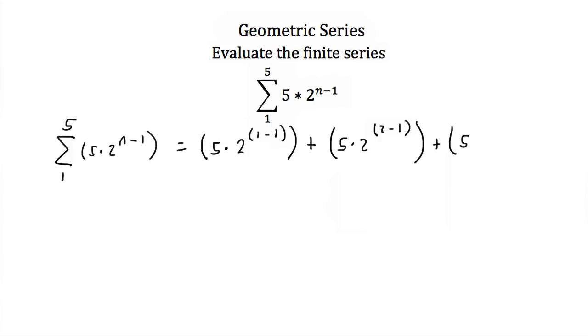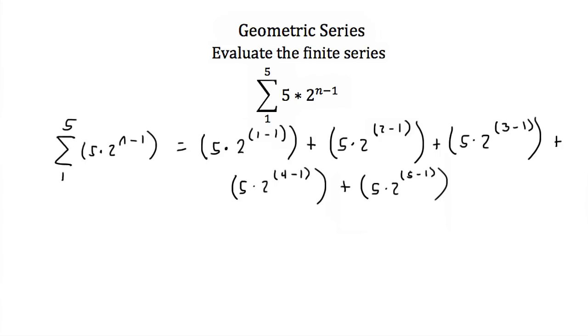plus 5 times 2 to the 3 minus 1 power, plus 5 times 2 to the 4 minus 1 power, plus 5 times 2 to the 5 minus 1 power. And I stop there because 5 is my maximum value of n, or my upper limit. Now, 5 times 2 to the 1 minus 1 power. Well, 1 minus 1 is 0. 2 to the 0 power is just 1. And 5 times 1 is just 5.